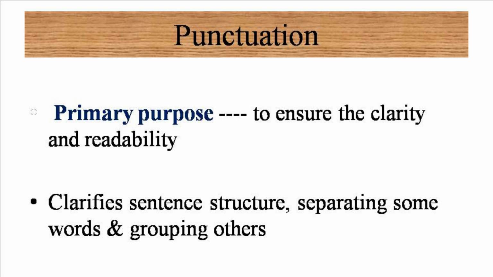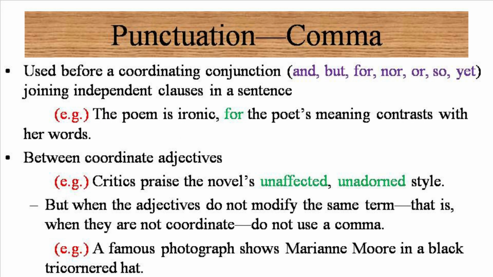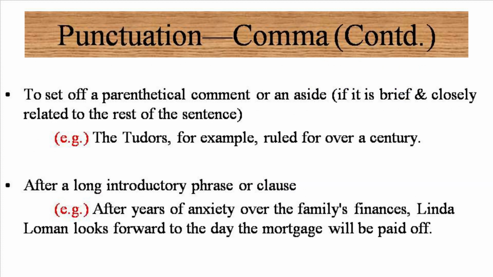The primary purpose of punctuation is to ensure the clarity and readability. It clarifies the sentence structure, separating some words and grouping other words. A comma is used before a coordinating conjunction, joining independent clauses in a sentence. It's also used between coordinate adjectives. A comma is used to set off a parenthetical comment or an aside. It is also used after a long introductory phrase or clause.